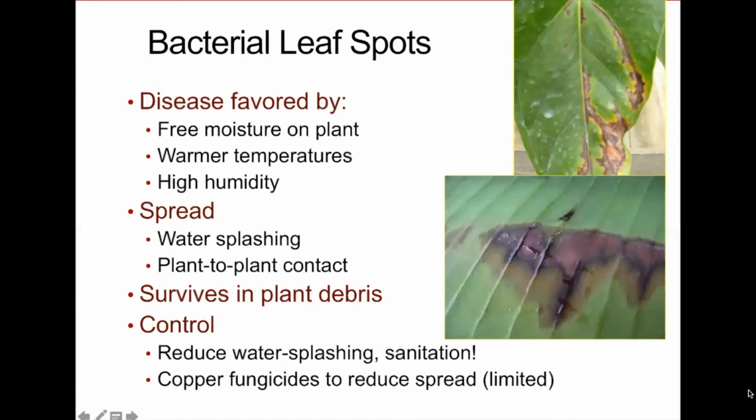And then bacterial leaf spot also survives in plant debris. So if we are scouting and we find some foliage that shows symptoms of either a bacterial leaf spot or a fungal leaf spot, we get rid of this debris, or maybe it's just necrotic spots that aren't making the plant look that aesthetically appealing. Once we get rid of that, we want to dispose of it, making sure we make the right cut so it calluses over nicely, and then we dispose of that plant debris. And then for control: reduce water splashing, increase sanitation, and then we use copper fungicides to reduce the spread.